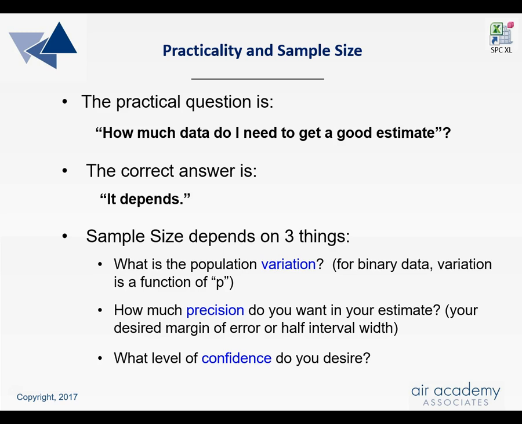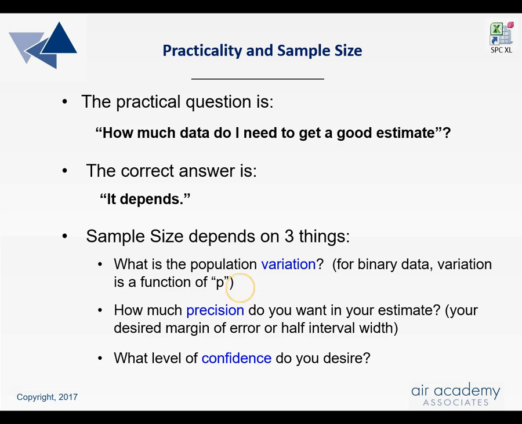The other question is how much precision do you want in your estimate? This is where you specify your margin of error, or what the software will call here shortly your half interval width. And then the last thing you need to specify is the level of confidence.